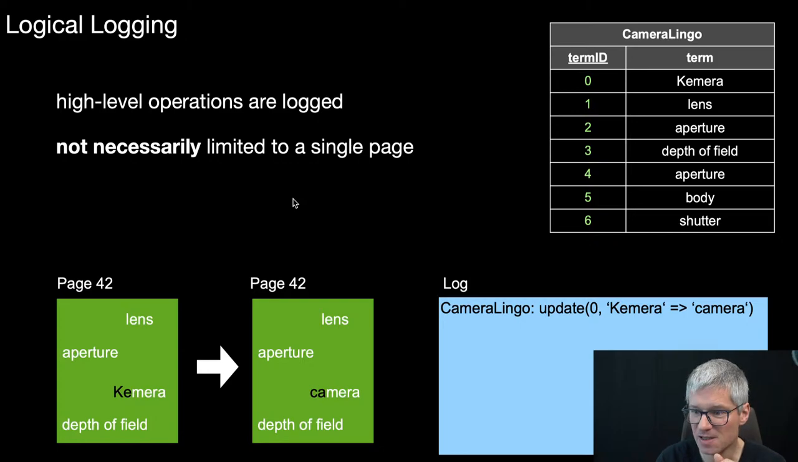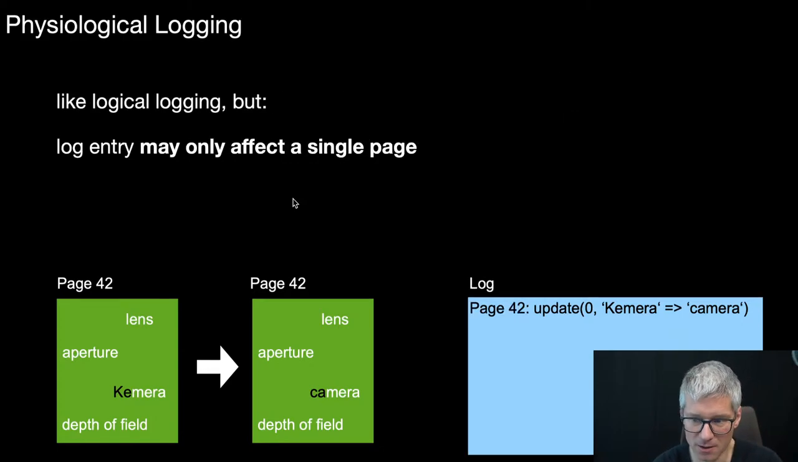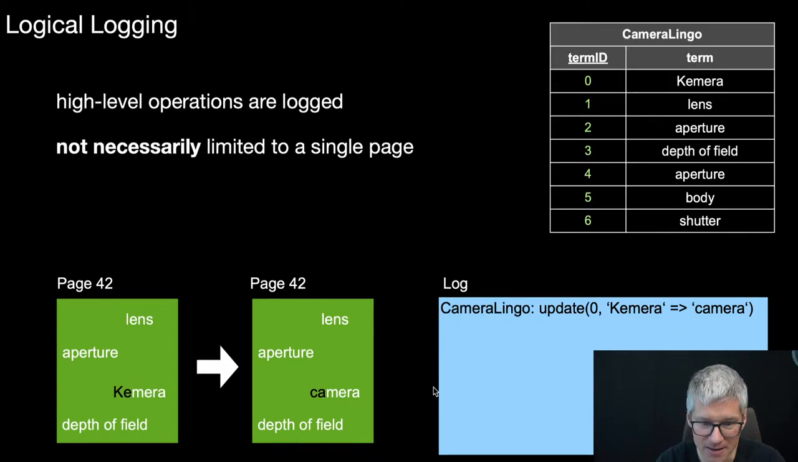So those are two extremes, and there's something in the middle that's called physiological logging, which is like logical logging. You have a high-level operation describing the transition. However, it's restricted to a single page. So whatever I put in the log here must only affect data on one specific page. In this scenario, it's page 42. And what's the difference to logical logging? Well, there I didn't record the page ID, so I didn't even know which page was affected.